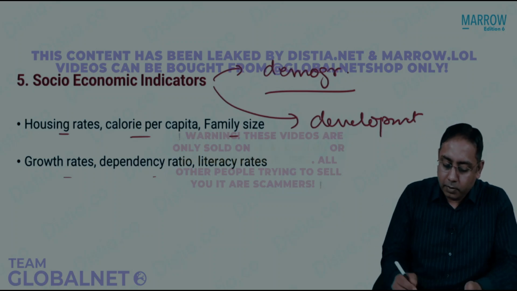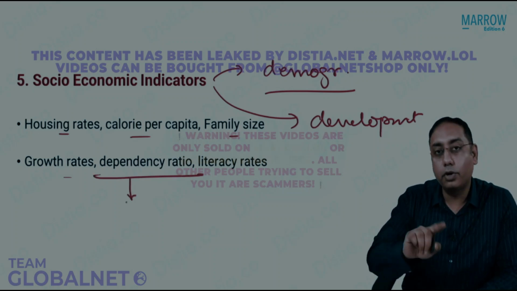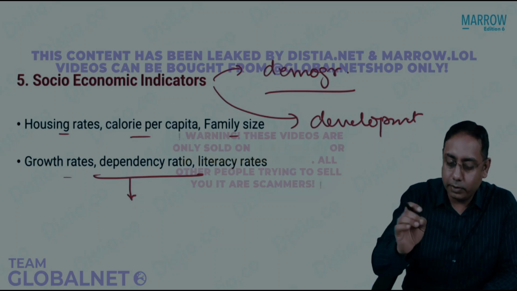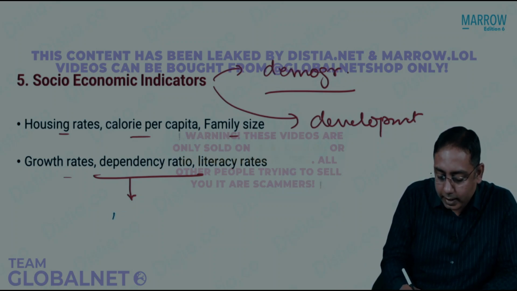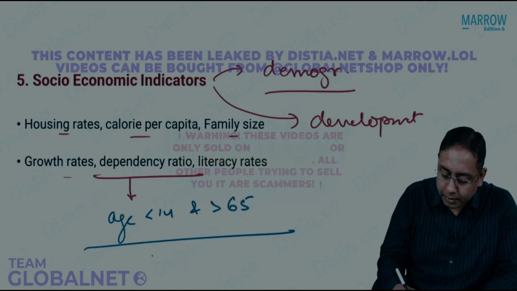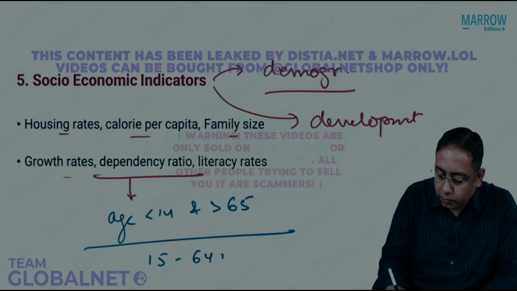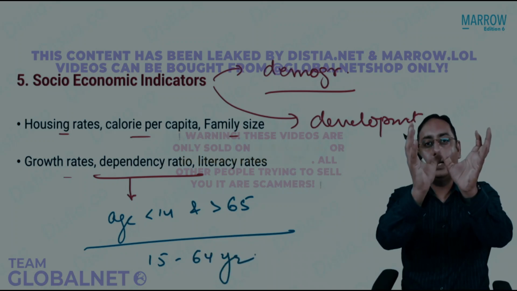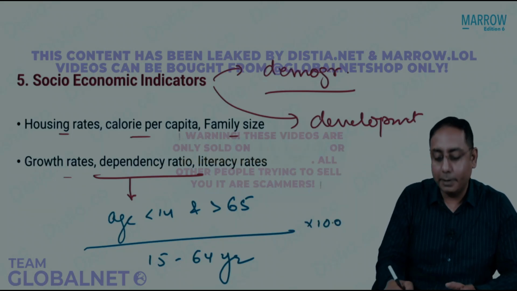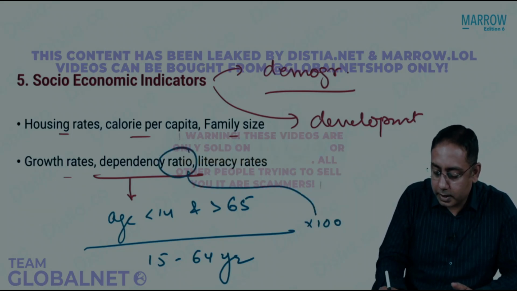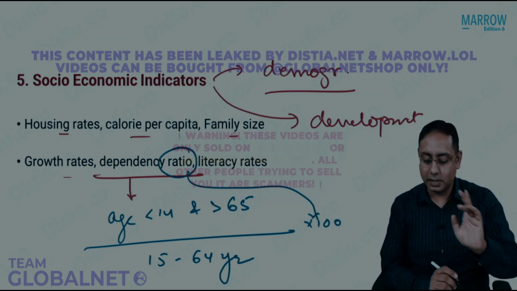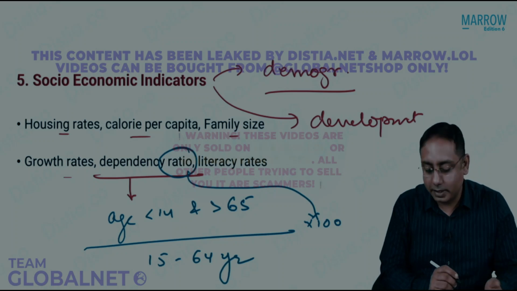So these are some of the socio-economic indicators. What do you mean by the dependency ratio? We already had a word on this in the demography module, but I would like to reiterate that the dependency ratio is the age less than 14 years and age more than 65 years, divided by the 15 to 64 year age group, multiplied by 100. It is usually expressed in percentages. That is what a dependency ratio is.